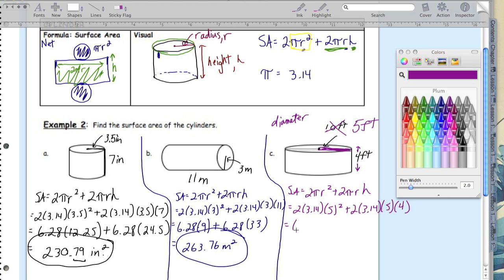So I'm going to do a little bit of mental math in my head before I go ahead and type into the calculator. 5 squared is 25, 5 times 4 is 20, and now I can go ahead and multiply what I need to. I get 282.6, labeling it feet squared. I am done. Nice job, guys.